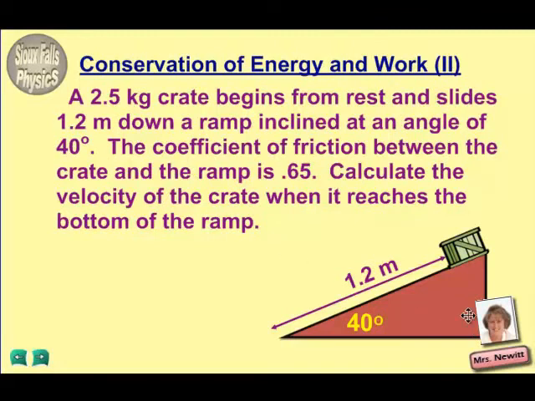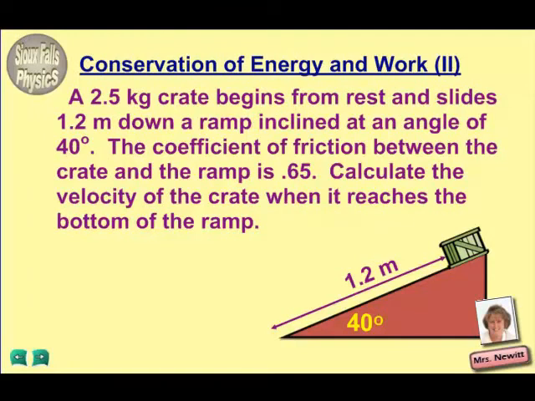What we have is a crate beginning from rest on the top of a ramp, sliding down the ramp, which is inclined at 40 degrees. It gives us a coefficient, and we want to calculate the velocity of the crate when it reaches the bottom. Now again, we actually could have done this back when we were studying just forces, totally through free body diagrams. We're still going to need to use a free body diagram again for this problem, but we'll find that if we use energy for other aspects of the problem, it goes a little bit faster than it might have if we were just using forces and free body diagrams to solve the whole thing.